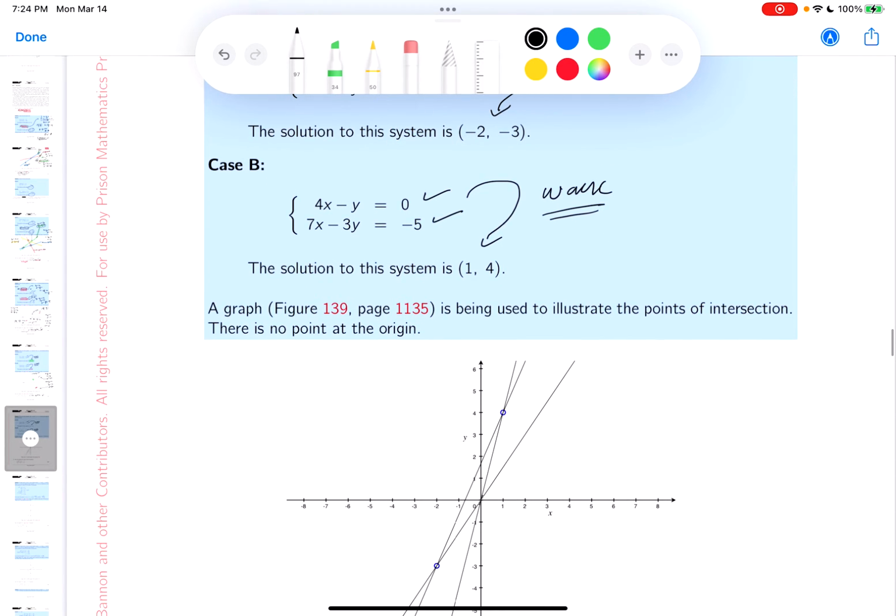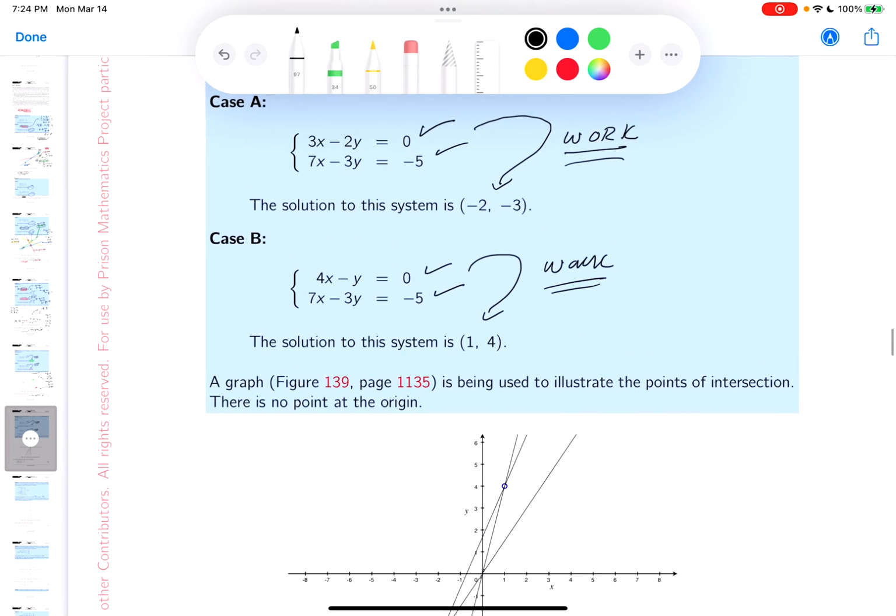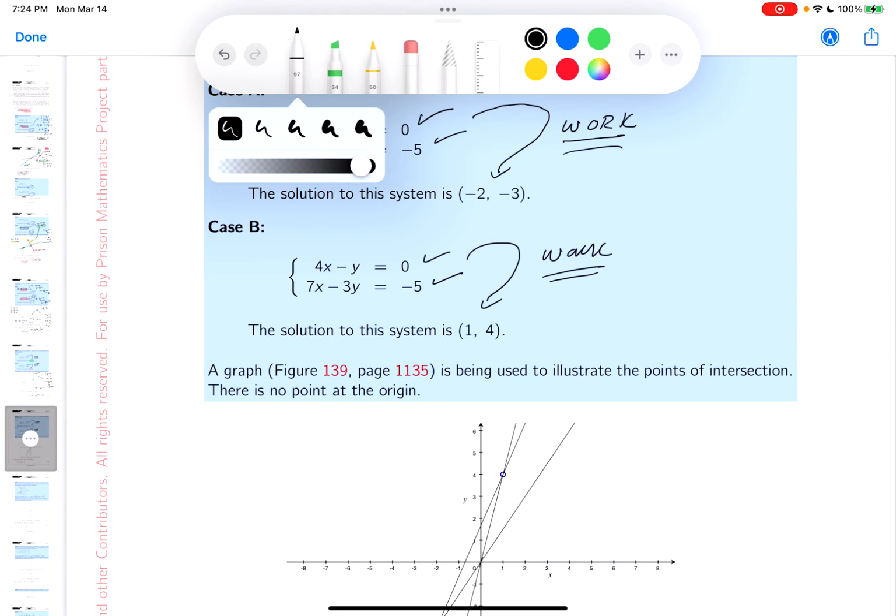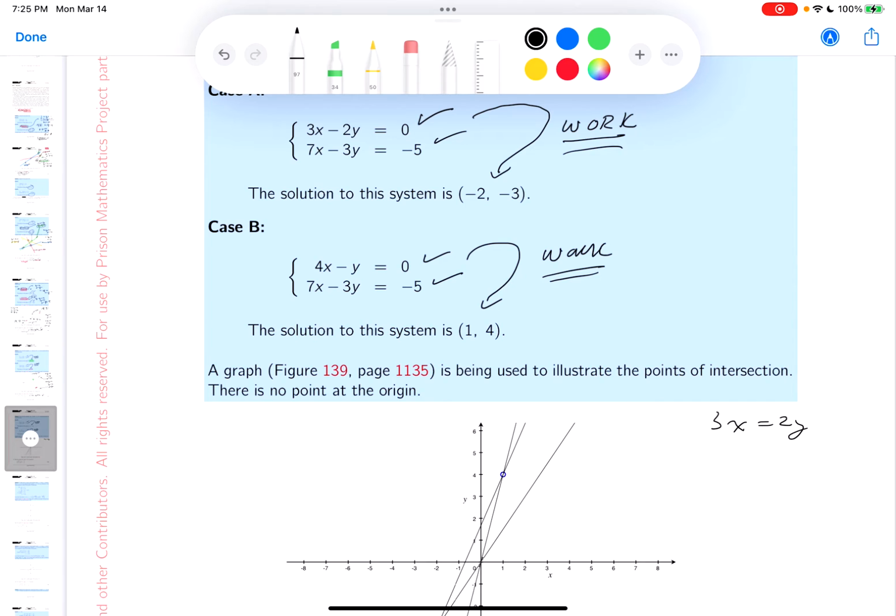All right? So what do I see? I see 3 lines. Was I expecting to see 3 lines? Of course I was expecting to see 3 lines. The first line I want to put down, I'll write it down for you, is 3x equals 2y. This is the line I'm talking about over here. And what's that going to be? It's going to be y equals 3 over 2 x.